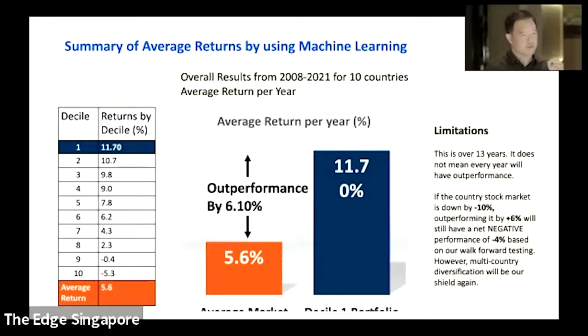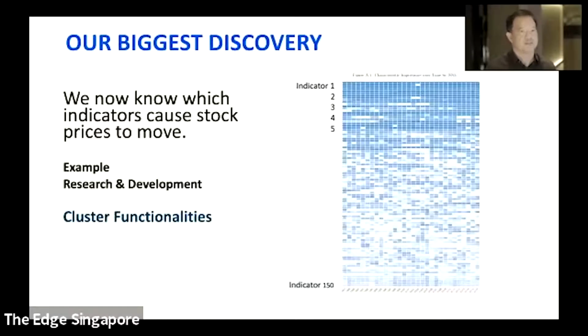Now, the thing is that it's very important to understand the limitation. The caveat is that if the market is down by 10%, even if you outperform by 6%, it's still -4. So there's no magic bullet here. There's no magic tree here or fairy tale here, right? But the thing is that over time, we can deliver these results quite confidently.